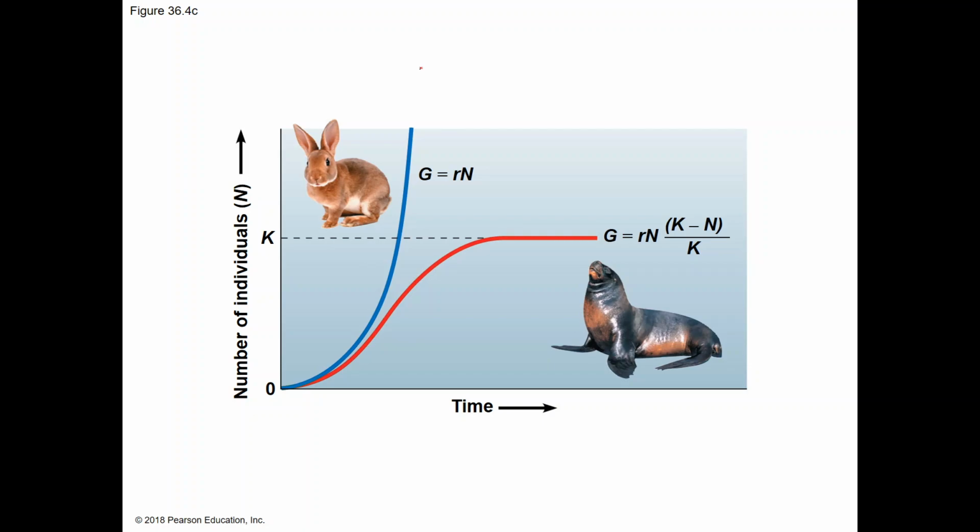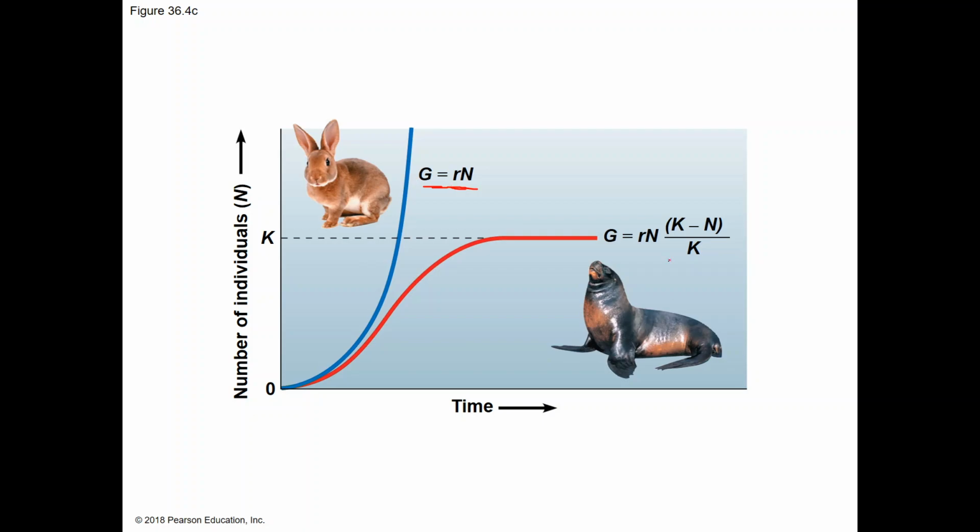Okay, so going back to these two equations, this is the first one, just exponential growth, and we can see that in this rabbit population in the example here, the number of individuals just keeps going up and up and up to infinity. That's just because N is constantly getting bigger, so the G is always getting bigger if we keep that r constant.